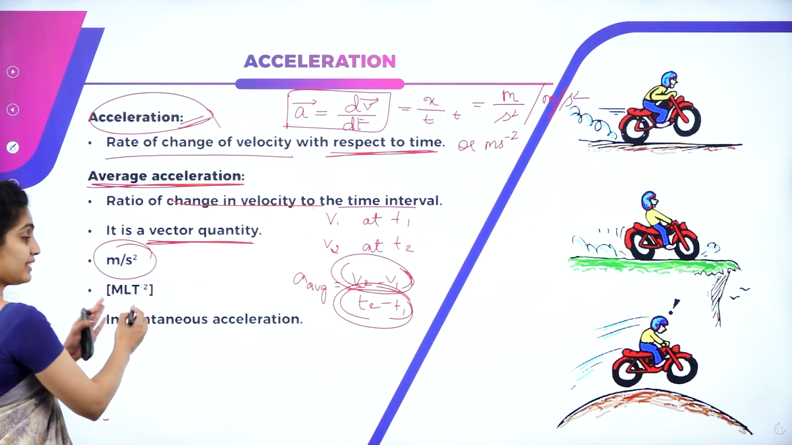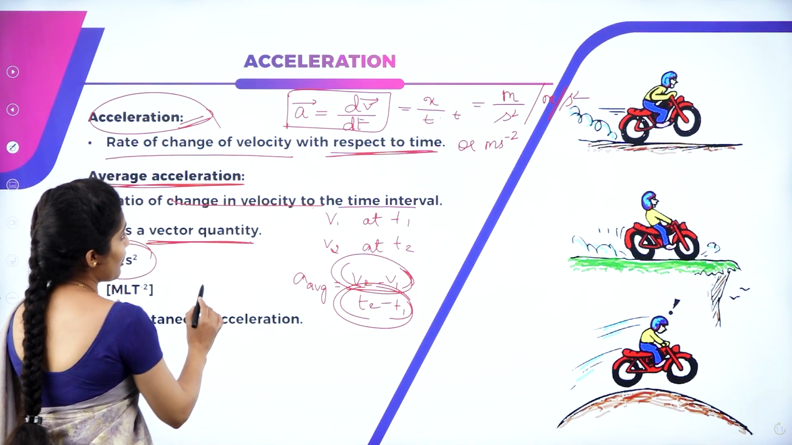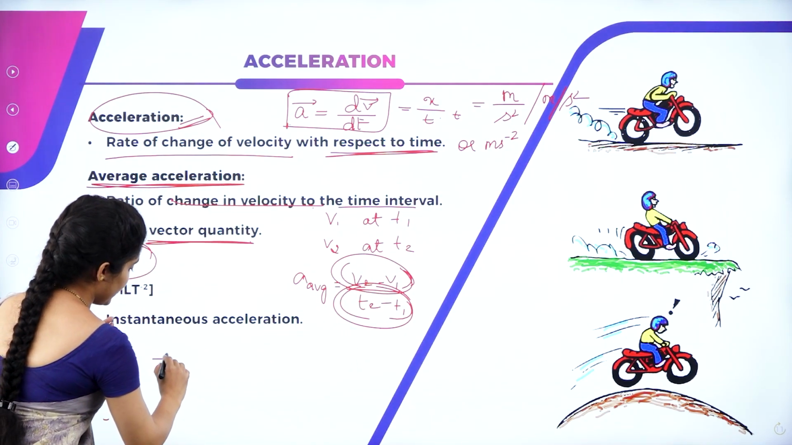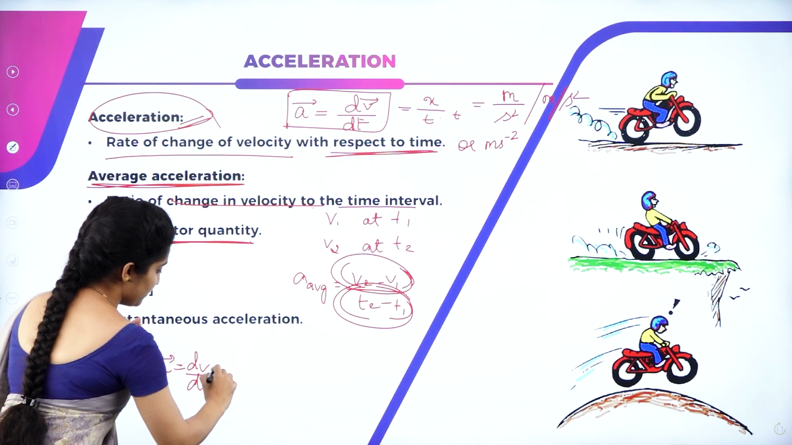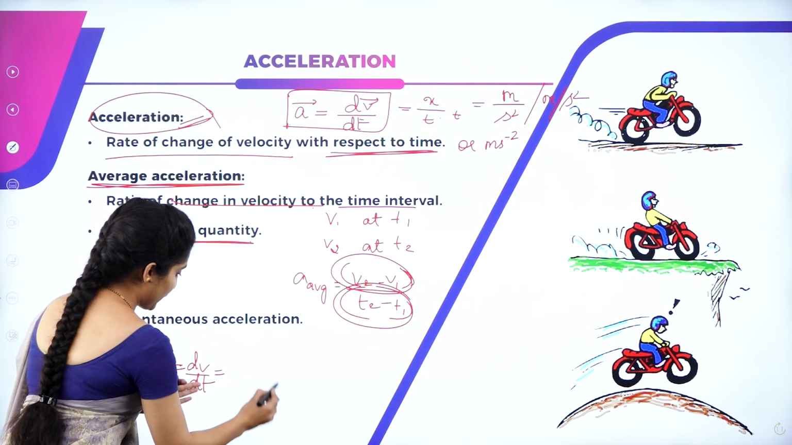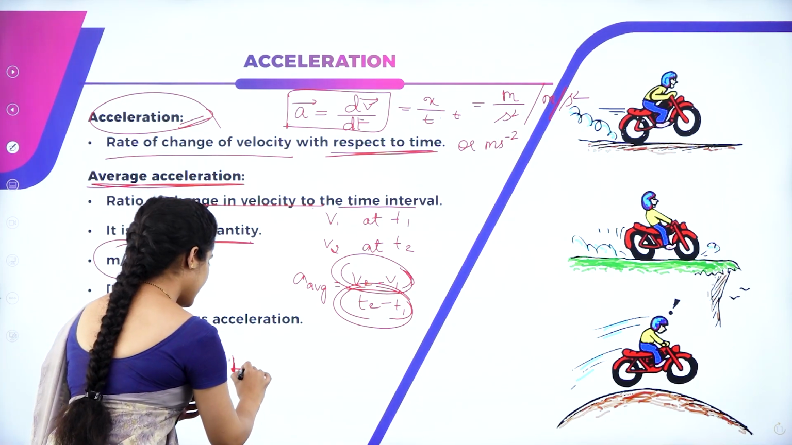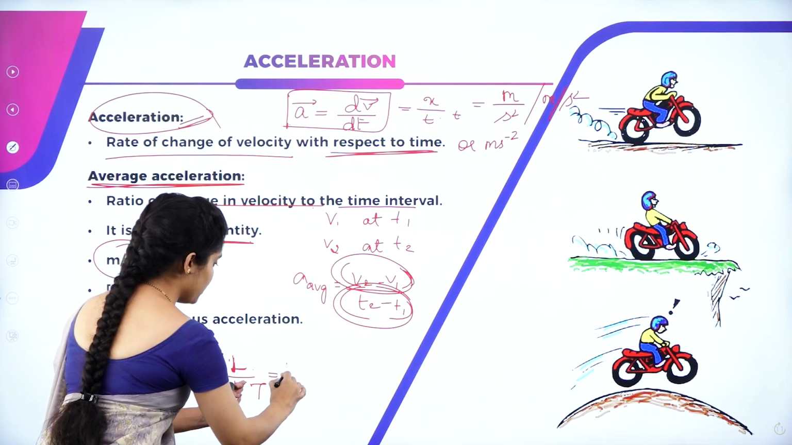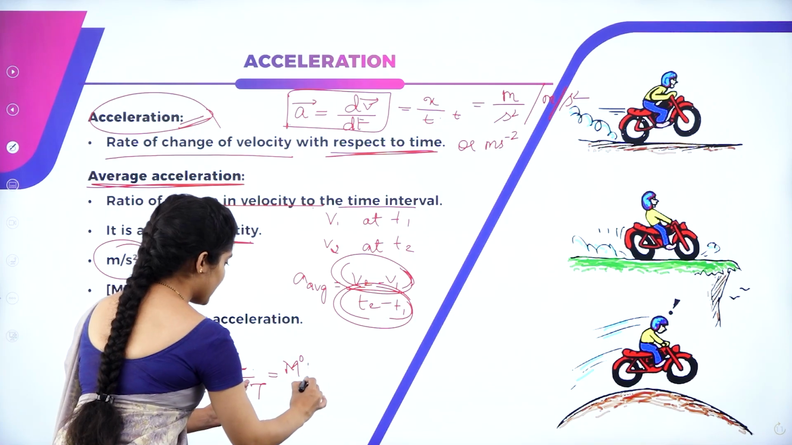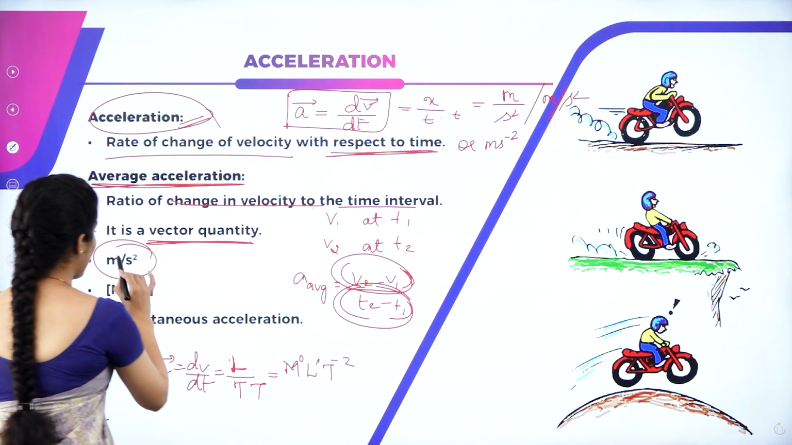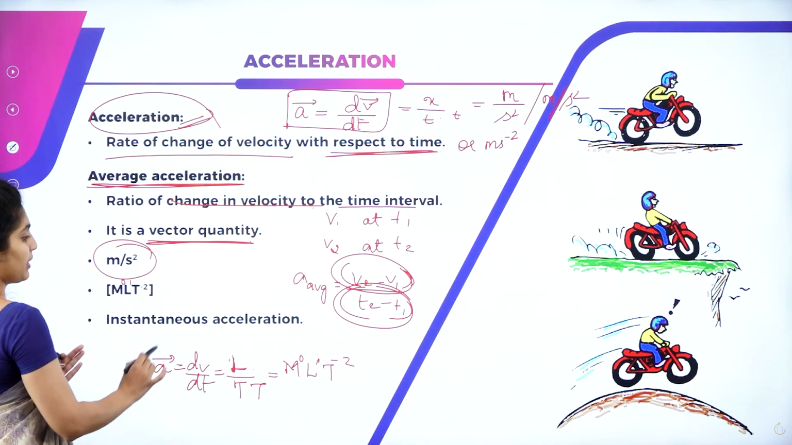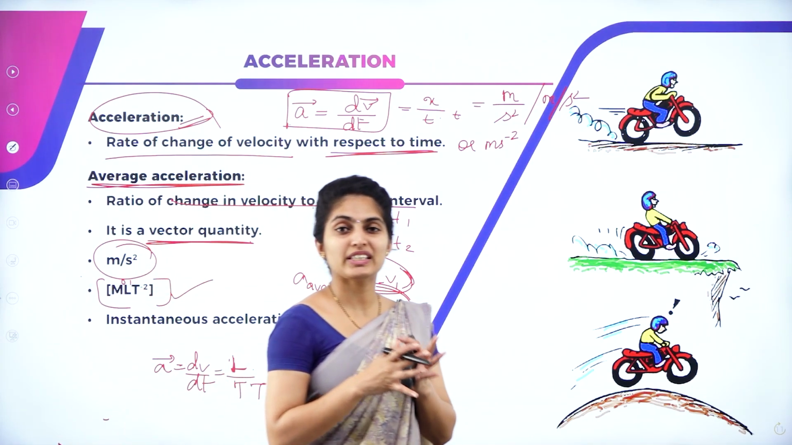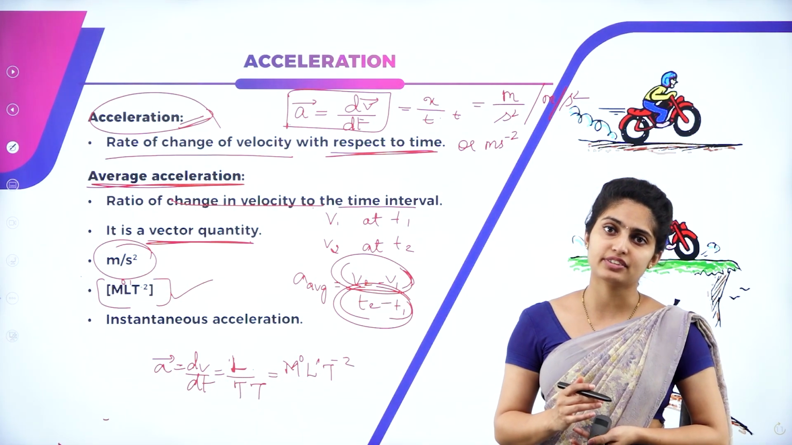Now the dimensions. Take a = dv/dt, which is velocity with respect to time. Velocity is length L divided by time T, and divided by time again. There is no mass, but there is L, and T to the power minus 2. So M^0 L^1 T^-2 will be its dimensions. Then instantaneous acceleration is the acceleration that occurs at a certain instant of time.